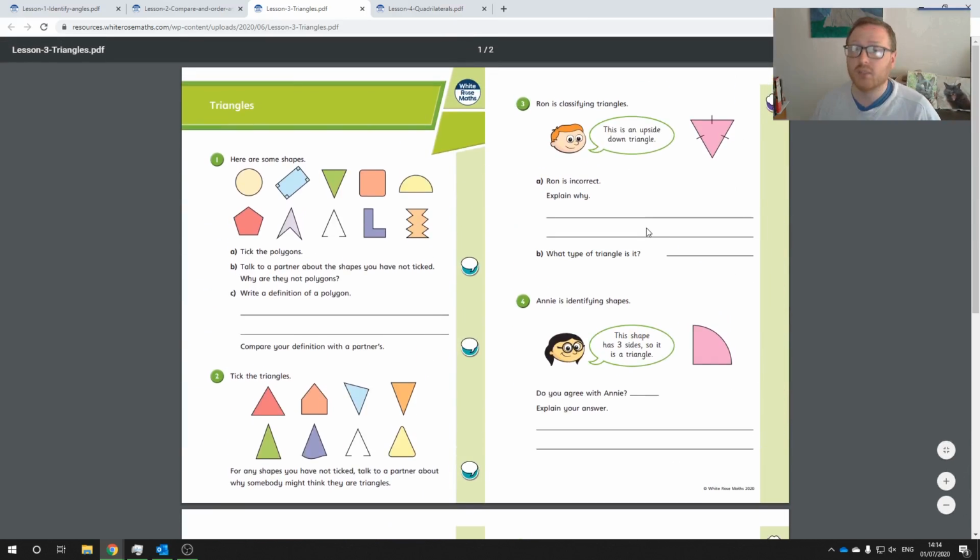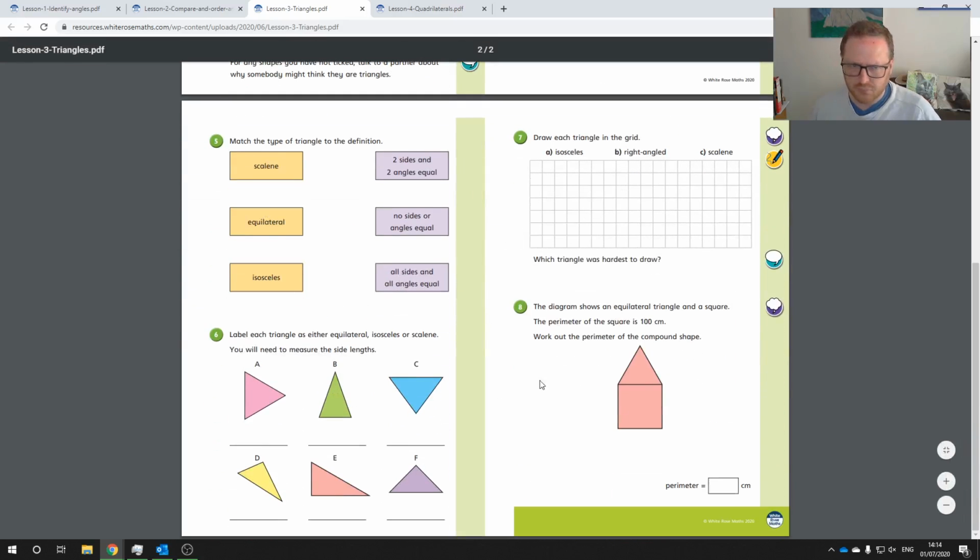You've got some reasoning questions, which you guys are absolutely bossing at the moment. You're doing really, really well with those. And some matching thing. Now, you've got 3 types of triangle here. We might have touched on this last year, but there's 3 main types of triangle.